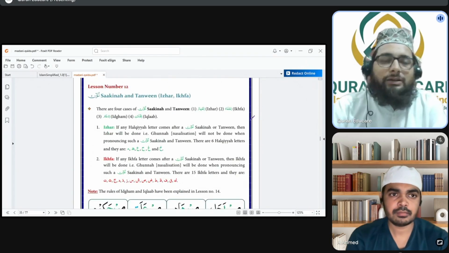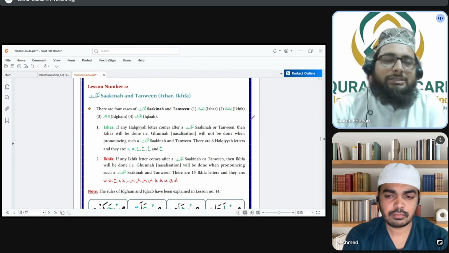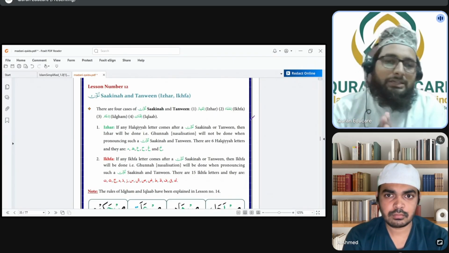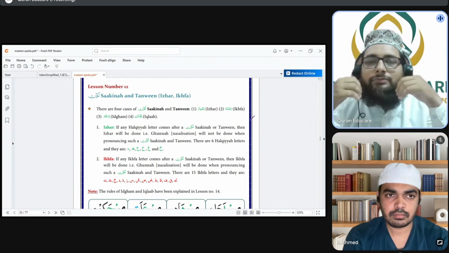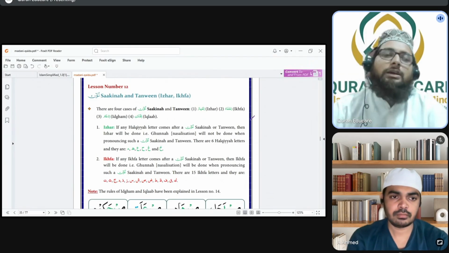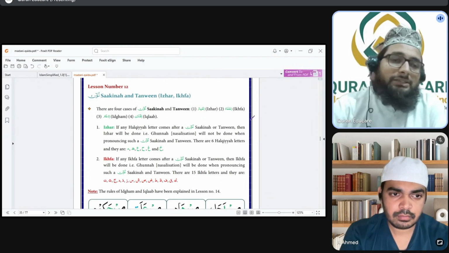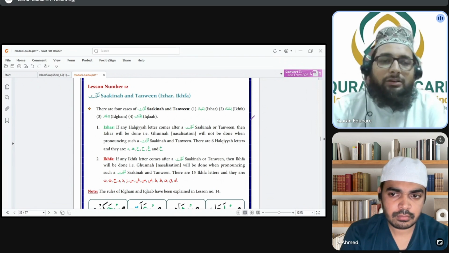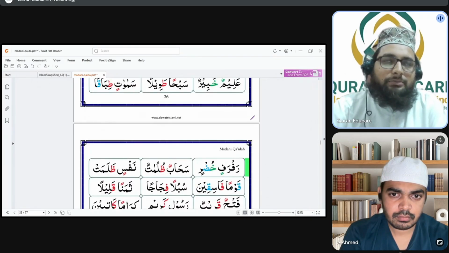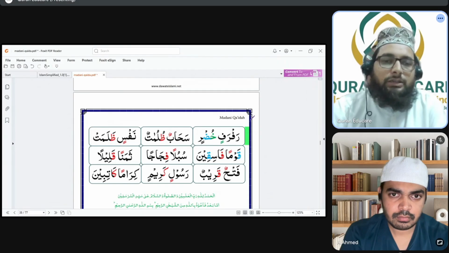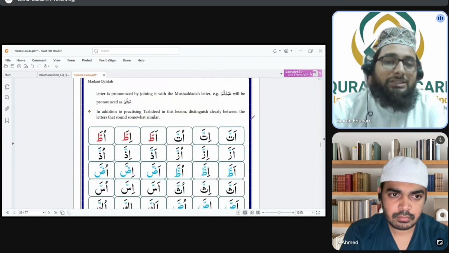And in lesson number 12, we learn about the rules of nun sakin and tanween. What is the rule of nun sakin and tanween? When we have to take the voice into the nose, and when we should read the nun sakin and tanween very clearly. There are 4 rules of nun sakin and tanween: izhar, ikhfa, idgham, and iqlab. Izhar and ikhfa we learn in lesson number 12, and the remaining 2 we learn in lesson number 14, after learning the concept of tashdeed in lesson number 13.